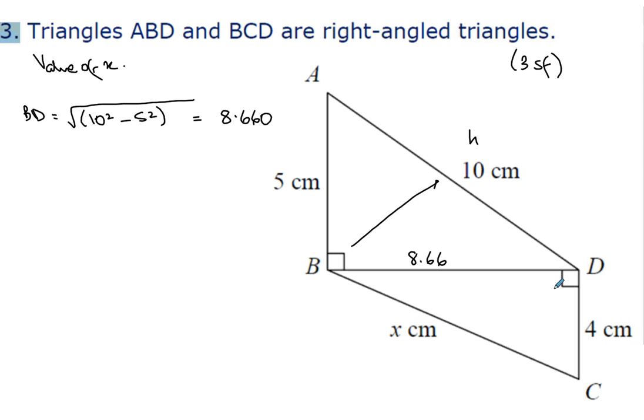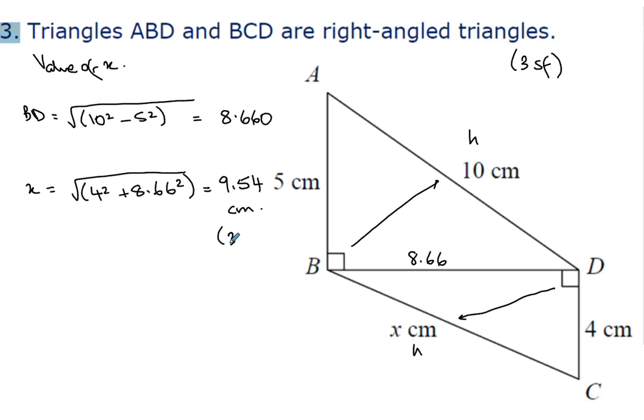Here, once we've got that 8.66 centimeters, you know the side opposite your right angle is your hypotenuse, so it'll be the longest side. So you've got x equals, and this time because you're trying to find the longest side, you're going 4 squared plus 8.66 squared, and your answer is 9.54 centimeters. You can tell that's to 3 significant figures. As easy as that.